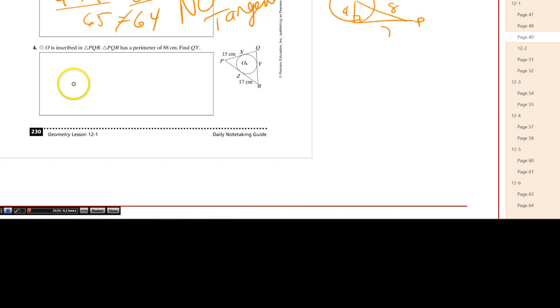And now we have circle O inscribed inside a triangle. PQR has a perimeter of 88. Find this length. Whoa, that's not very much information, is it? No. But what plan of attack can we use here?